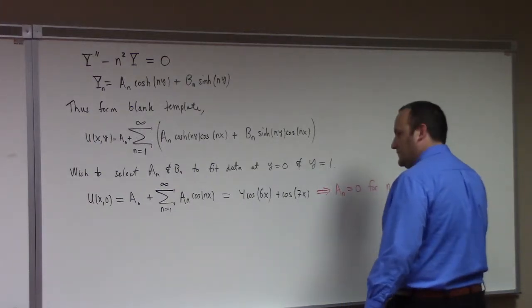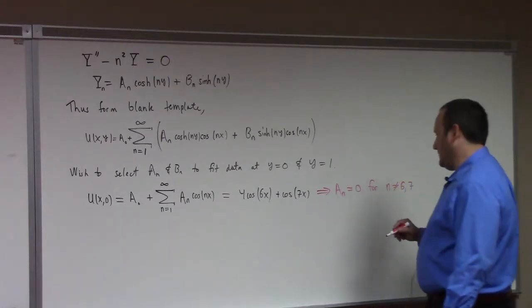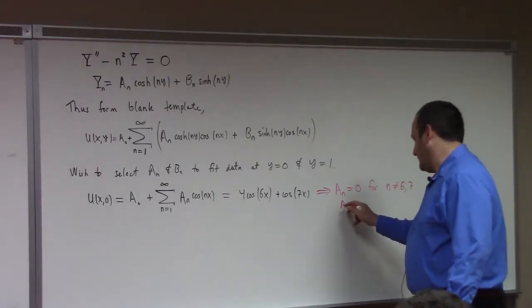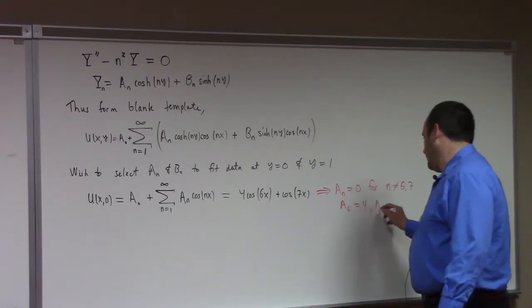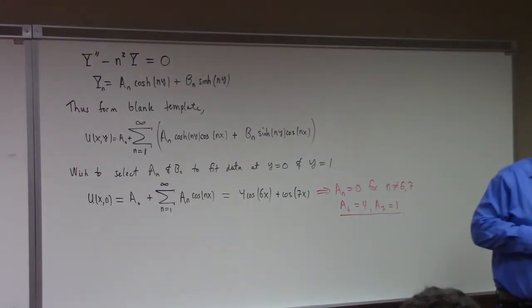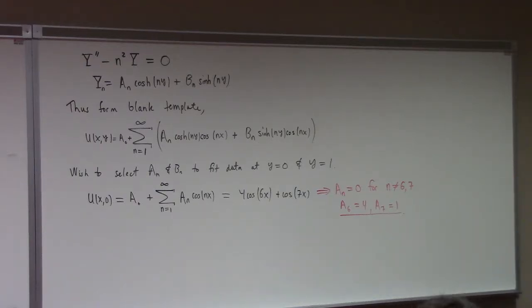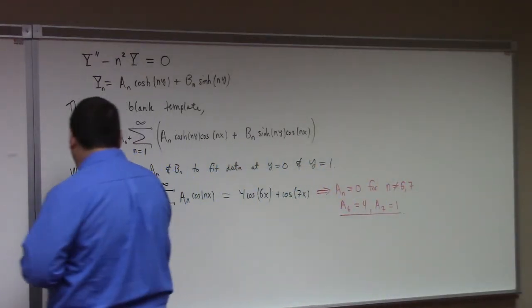For n not equal to 6 or 7, right? And a sub 6 is 4, and a sub 7 is 1. Not too bad. All right, now we still have the data at, so that was my y equals 0 data.